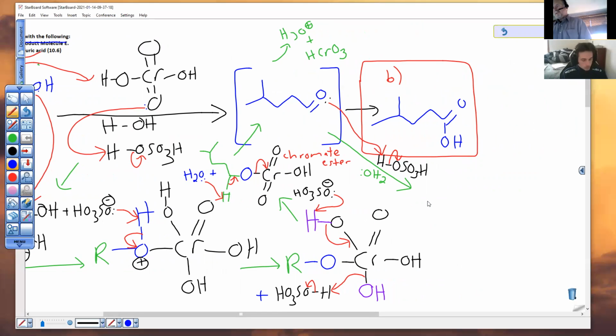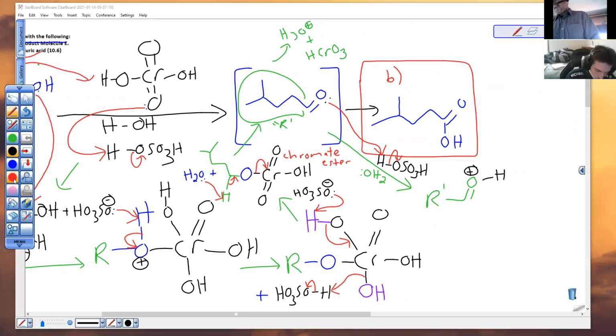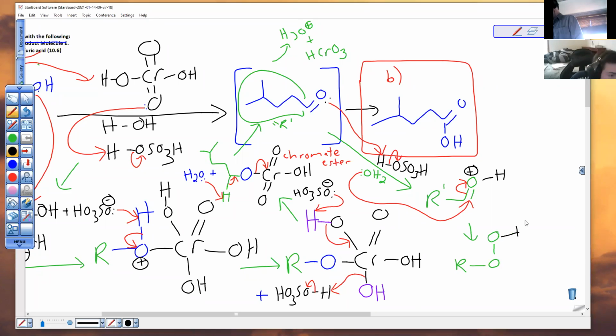We can do another R label, cut it short a little bit. R prime, carbonyl, new H. The oxonium gets attacked by water, and we get, that doesn't look like an arrow, it looks more like a hook, doesn't it? There we go. And now we have what is looking more like a hydrate. It's got a new H on there.